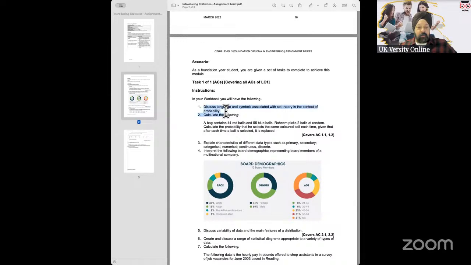The first task talks about languages and symbols used in the set theory. So when I send you a handout of the set theory, what you're going to see is the set theory has certain aspects of it which you need to be aware of. So set theory is basically looking at sets, events, looking at total number of events and occurrences. Now that is defined in the mathematical formula by certain symbols, and how you put that across as a language.